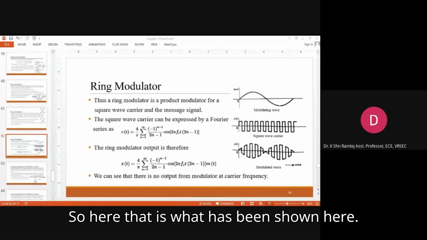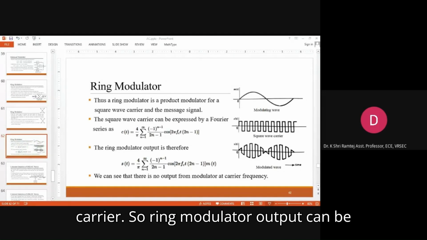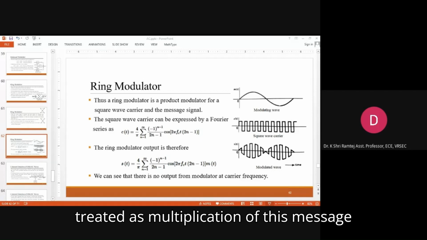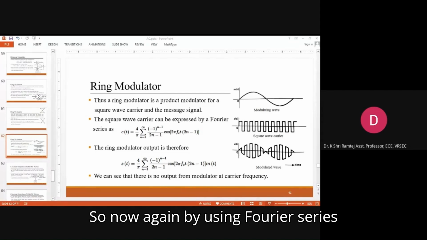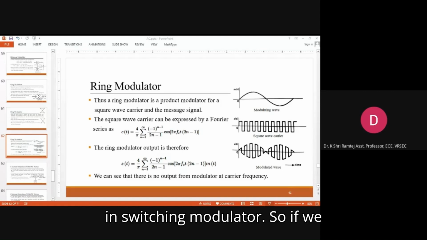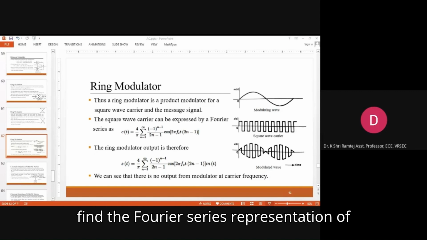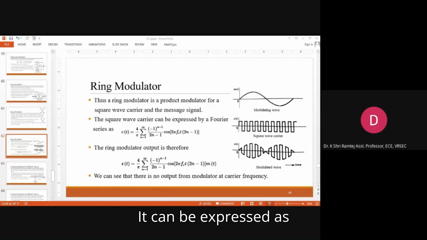So that is what has been shown here. This is the modulating wave, m of t, that is the message signal, and the square wave carrier. So the ring modulator output can be treated as multiplication of this message signal with the square wave carrier. Now again, by using Fourier series expansion, as we have seen earlier in the switching modulator, if we find the Fourier series representation of the square wave carrier, we get this. It can be expressed as c of t is equal to 4 by pi, sigma n equal to 1 to infinity, of minus 1 power n minus 1, divided by 2n minus 1, into cos of 2 pi fc t into 2n minus 1.